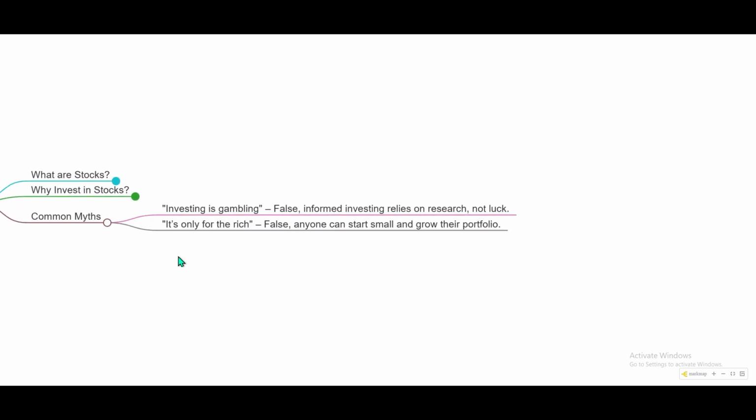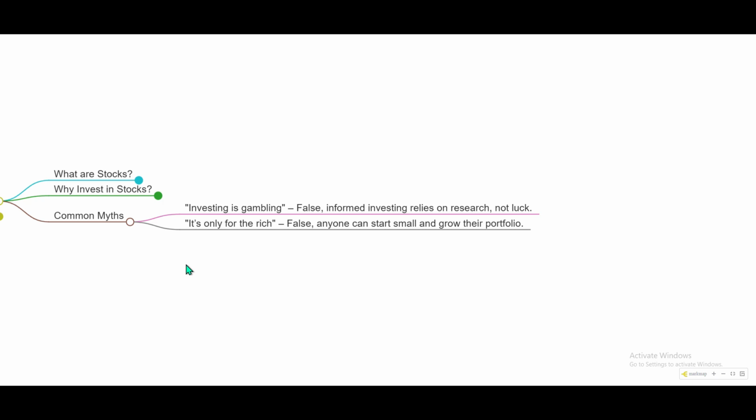What are the common myths? The common myth which generally revolves around in society is that investing is gambling. According to the author, it is false. Informed investing relies on research and analysis, and not only luck.